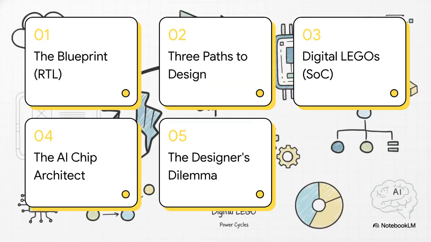So here's our roadmap for this journey. First, we're going to define our destination, the chip's blueprint. Then we'll explore 3 totally different paths engineers take to get there, including one that uses what I call digital Legos and another that uses AI. And finally, we'll get into the really tough choices every single designer has to make.